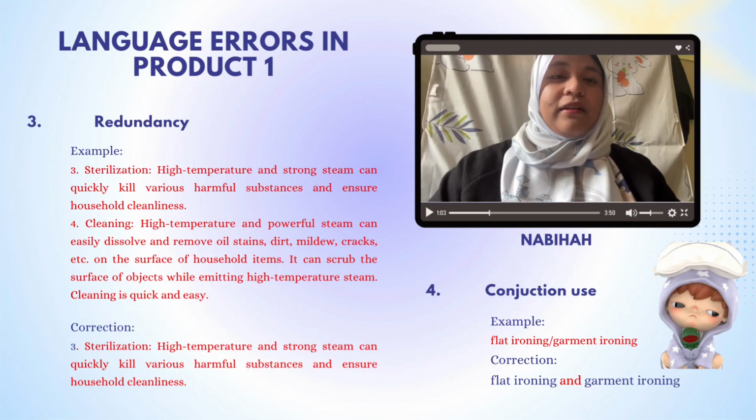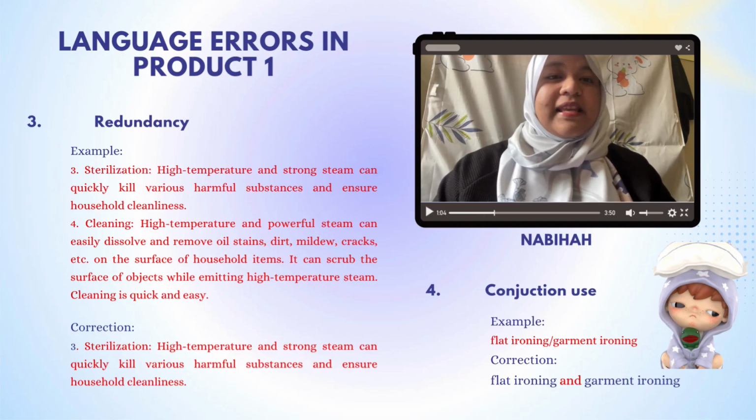For the third error, it involves redundancy. In the text, the product scanning function is explained multiple times using similar ideas, such as high temperature, strong steam, and easy cleaning. This repetition does not add new information and makes the description unnecessarily long. So, to improve clarity and effectiveness, redundant details should be removed while keeping the main idea. So, the corrected version is "high temperature and strong steam can quickly kill various harmful substances and ensure household cleanliness."